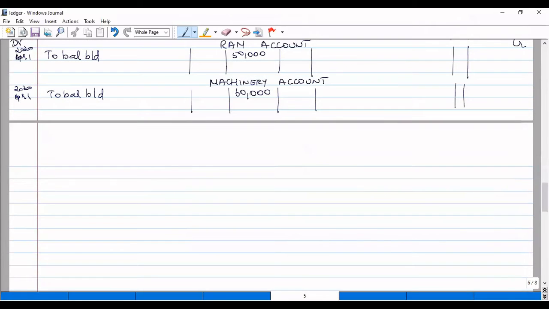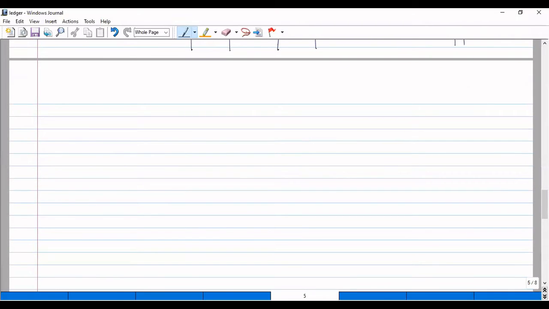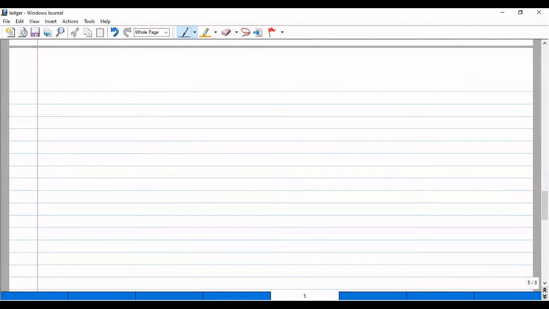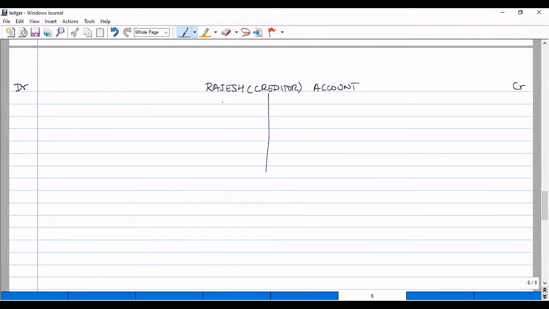On the credit side, we have Rajesh account and capital account. So we'll open an account for Rajesh, who is our creditor. We'll write the sides, debit side and credit side, and then we'll write the column heads. Okay. Next to Rajesh, we have capital account, debit side and credit side. Okay.